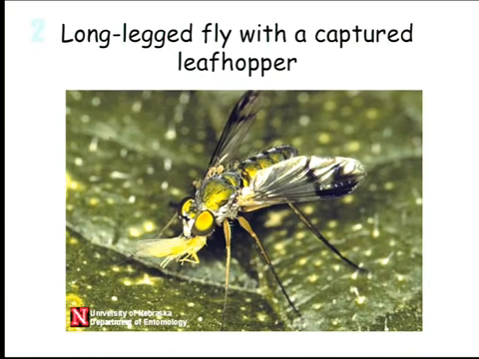So here you have, for example, one beneficial insect called Dolichopodidae. It's a long-legged fly. It's a metallic green fly that is flying around, eating leafhoppers. Very effective. Next.